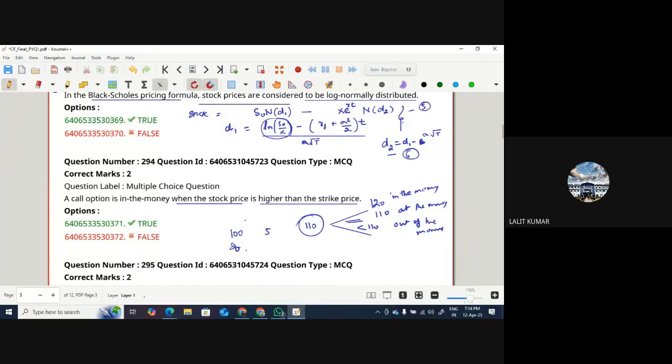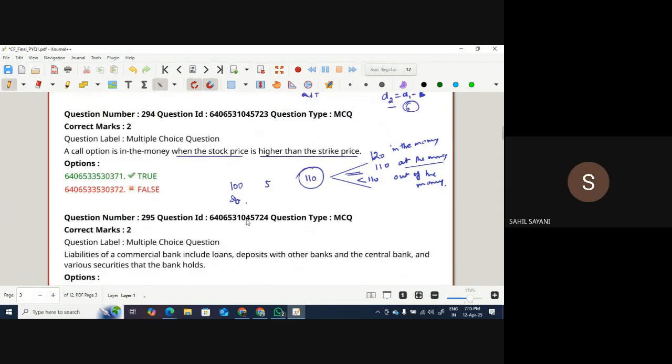In the money means profit, at the money means no profit no loss, out of the money means equal or less than that, or having loss. Is that okay? Sir, what about put option? Put option will become opposite. So 90 will be in the money and 120 will be out of the money. Yes. Okay.